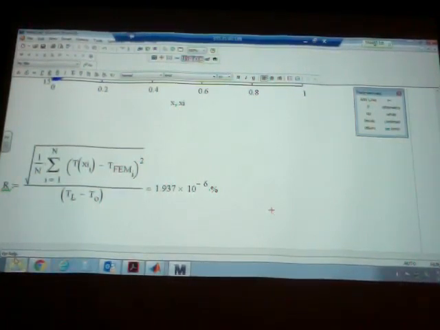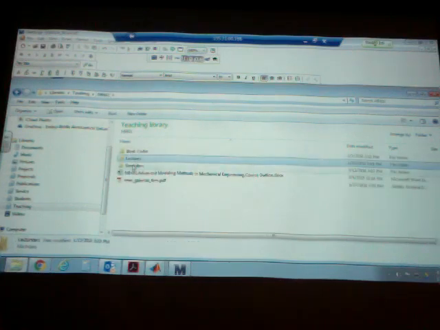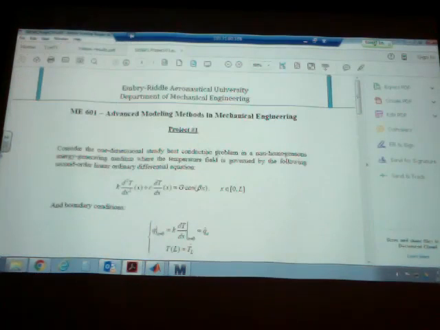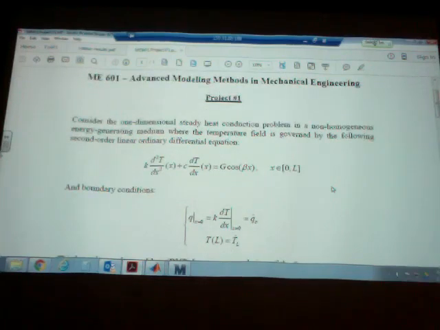So if we go to, let me see, I already solved it. All right. So project number 1 looks like this. Consider the one-dimensional steady heat conduction problem in a non-homogeneous energy generating medium where the temperature field is governed by the following second-order linear differential equation.